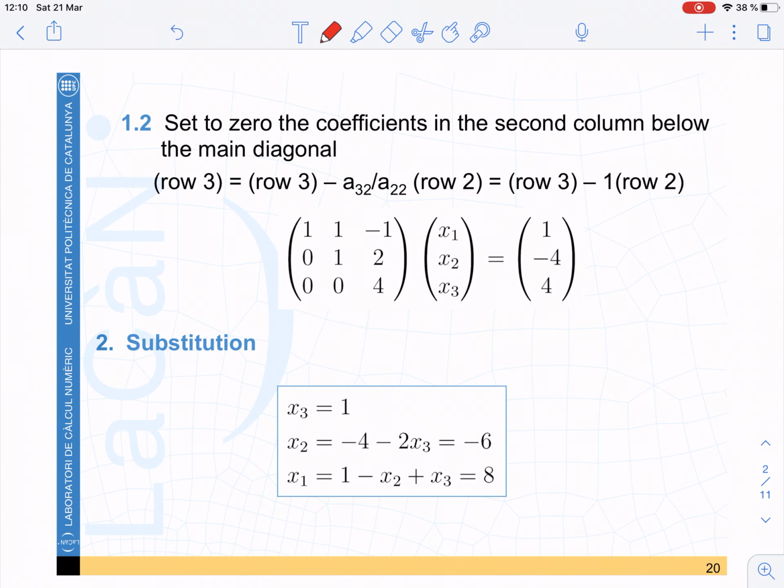In the second phase of elimination, we do one row operation to obtain this 0 here. Again, we need this pivot A22 to be different from 0 for this to work. And the resulting matrix is now upper triangular because all these entries are 0. So we may solve it by means of a back substitution, computing first x3, then x2, and finally x1.